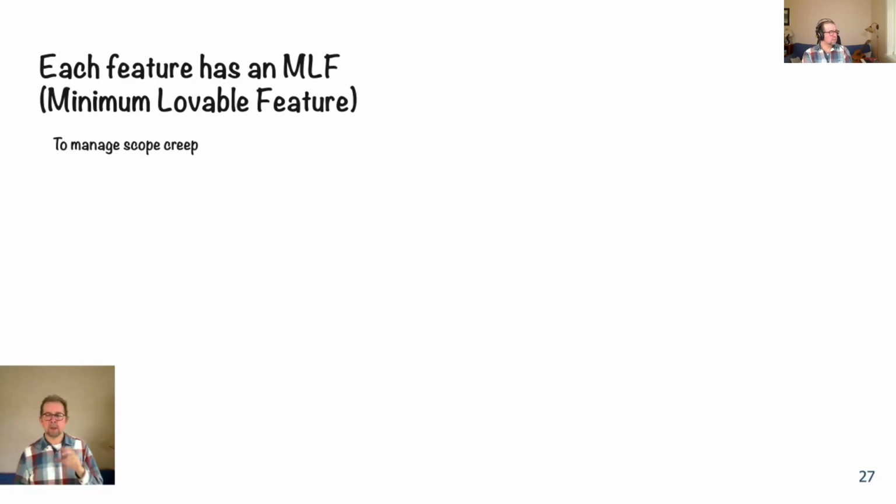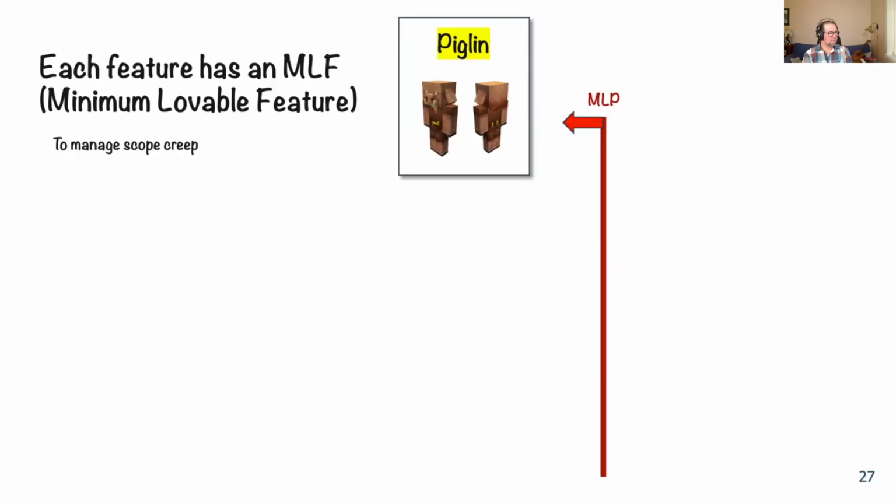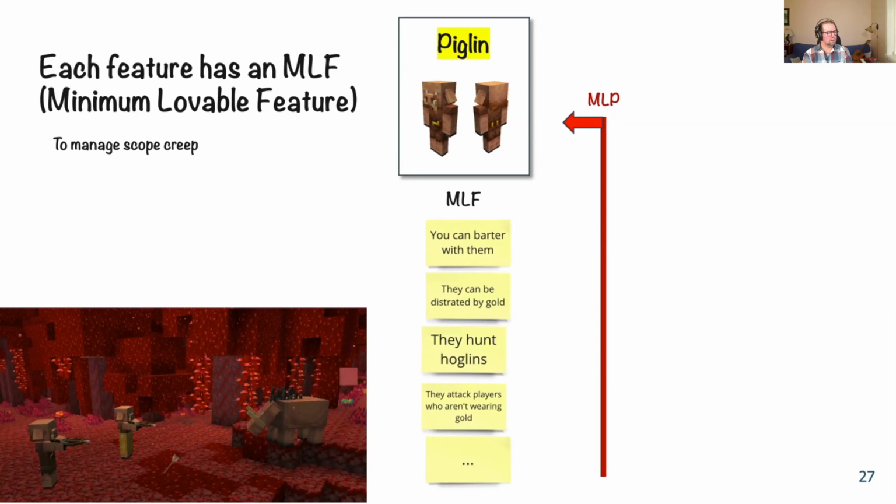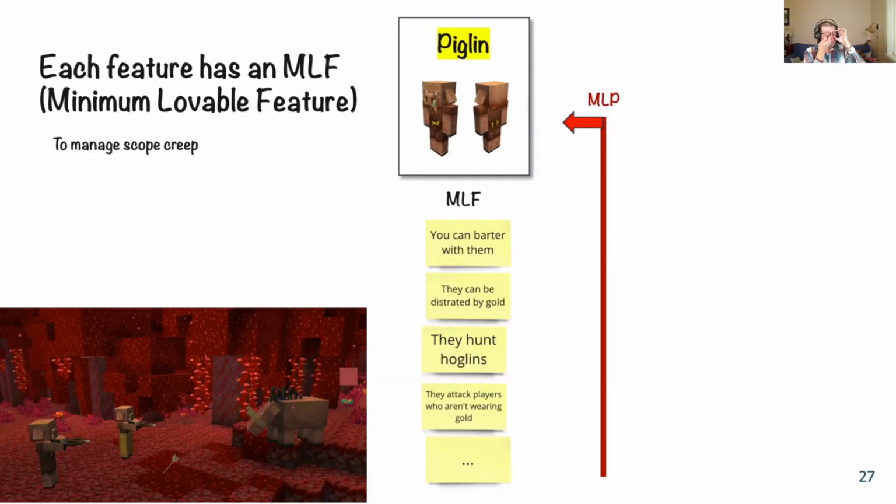Furthermore, each feature itself has what we call MLF, minimum lovable feature. It is like a subset of the feature that would make that feature lovable. So it's kind of like MLP, but within one feature. Example, here's the piglin mob, right? The MLF was, for us, you can barter with them. They can be distracted by gold. They hunt hoglins, and they attack players who aren't wearing gold. So for reasons, that's what we consider to be the minimum for them. If we take any of this out, the piglins would lose their core purpose in the game.